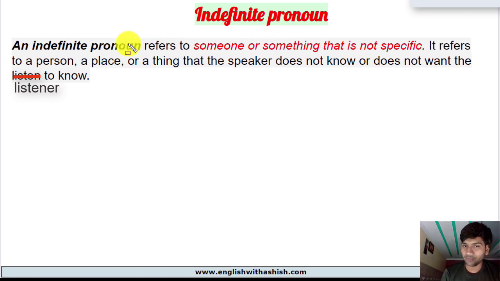So an indefinite pronoun refers to someone that is a person or something, that could be a place or a thing that is not specific. So it refers to a person, a place, or a thing that the speaker either does not know about or does not want the listener to know. There are two cases. Either the speaker does not know about it, right, or the speaker does not want the listener to know about it, right? Let me show you some examples and make you understand.